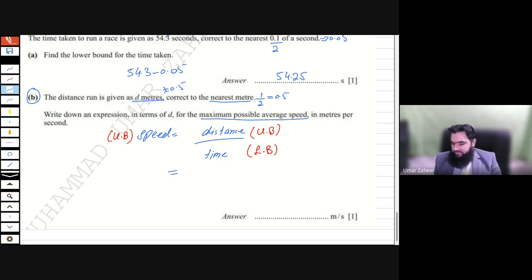So for the distance upper bound, we have distance is d. For upper bound, I will add 0.5, and for the time we need to take a lower bound. So for lower bound you have to subtract. We already found the value of the lower bound, that is 54.25. Just so everyone is clear, obviously, we have to find the answer in terms of d. We cannot simplify more. That's the final answer.